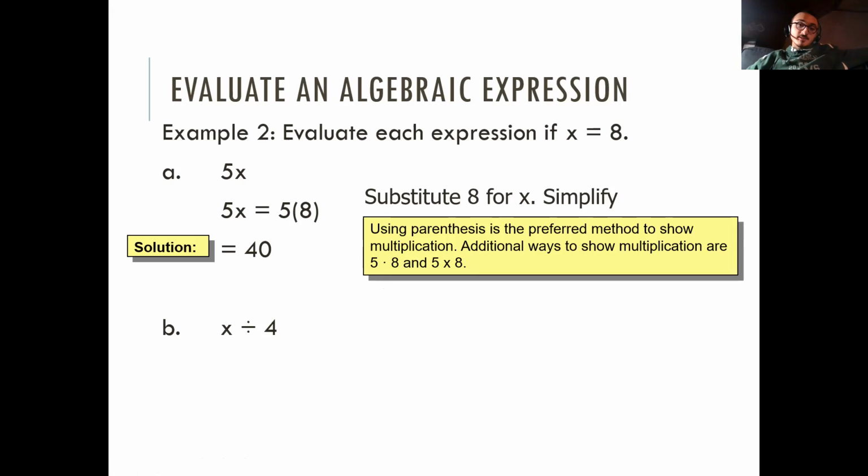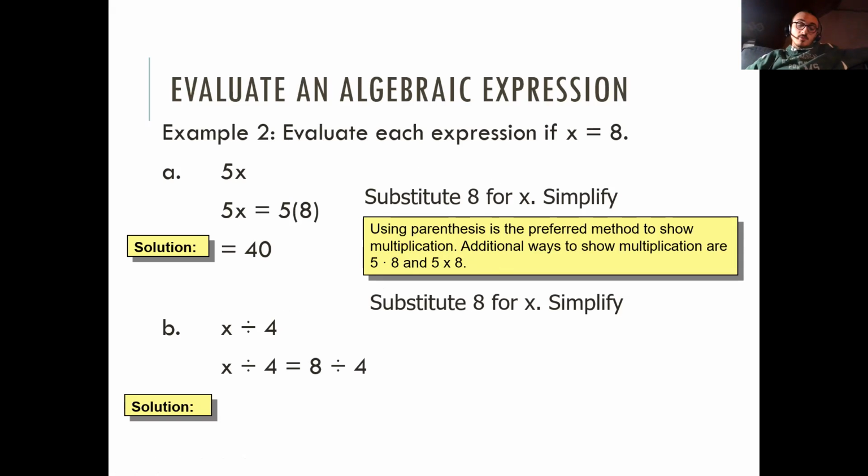So again, if x is equal to 8 and I have x divided by 4, I'm going to substitute 8 for x. So I'll have x divided by 4. Really, it is 8 divided by 4. 8 divided by 4 is 2. So nice and simple answer.